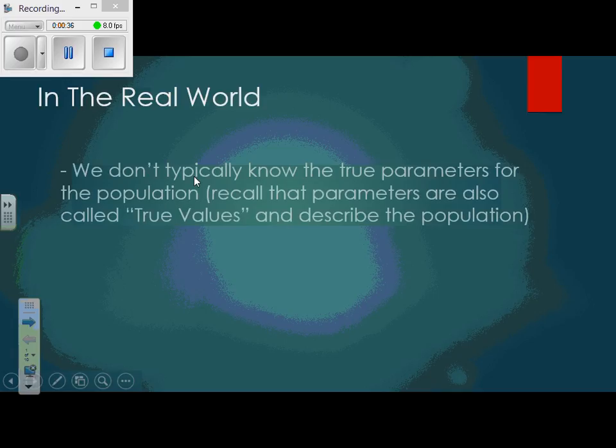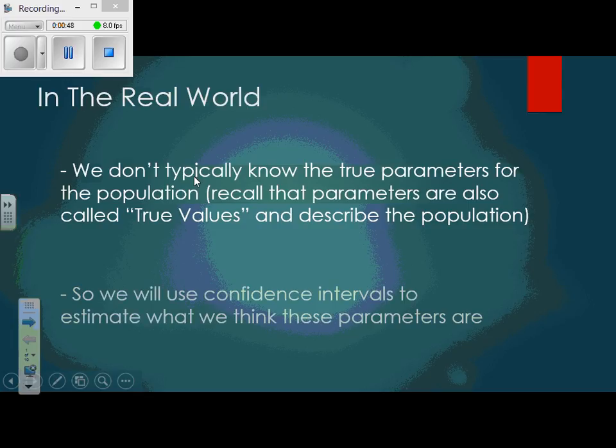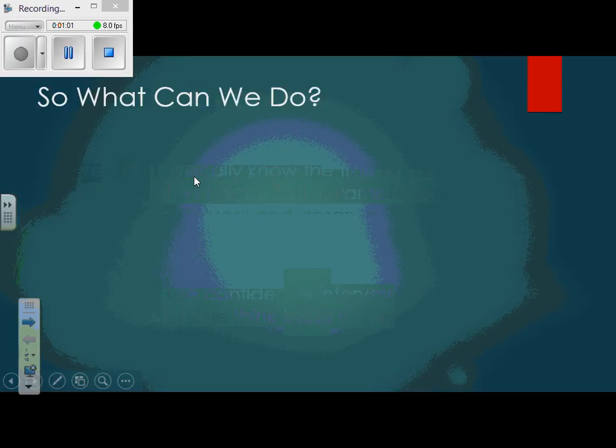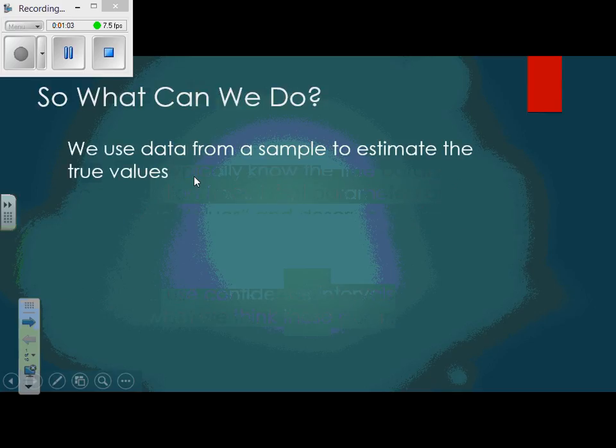However, in the real world, we typically don't know the true parameters for the population. Remember, that's what we've also been calling true values. So we don't necessarily know what these things are that describe the population as a whole. So what we're going to end up doing is using confidence intervals to estimate what we think these parameters are, or what we think they could be, or what we think they might be around. So what do we do? We use data from a sample to estimate those true values.